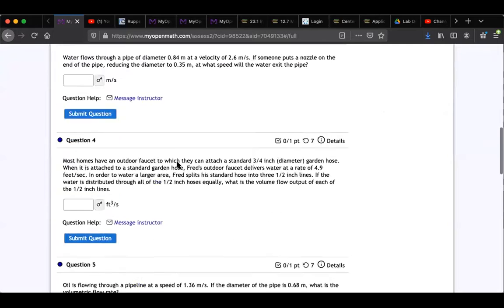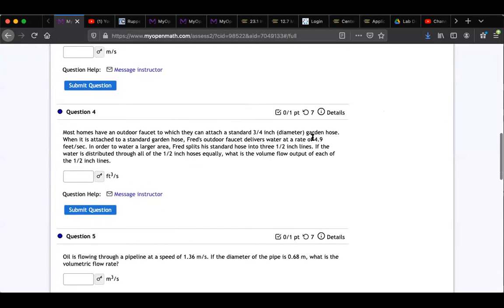All right, so number 4, we have an outdoor faucet connecting to a garden hose. So here's our faucet, a little handle on it. We're going to connect it to a 3/4 inch garden hose so that the diameter will be 3/4, which means the radius equals 3/8, and 3/8 of an inch is 0.375 inches.